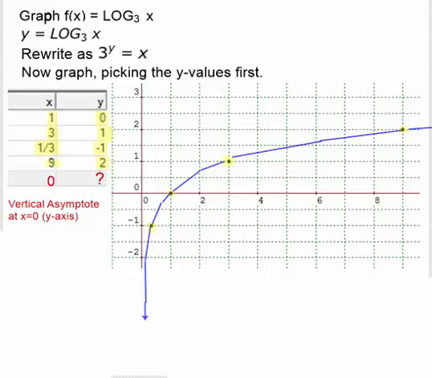So what happens is the y-axis serves as a vertical asymptote, or the line x equals 0. The graph continues down to negative infinity and never reaches that y-axis. And you can see it's an L-shaped graph, just like an exponential function, except it's turned sideways.